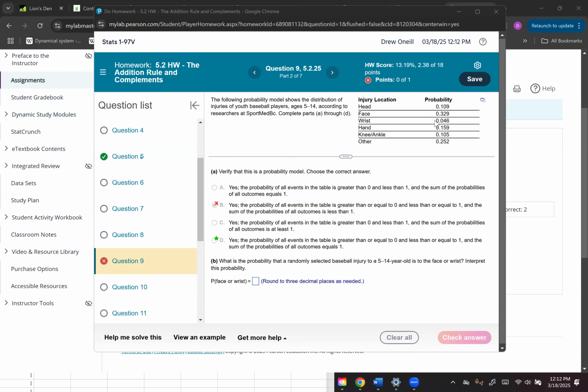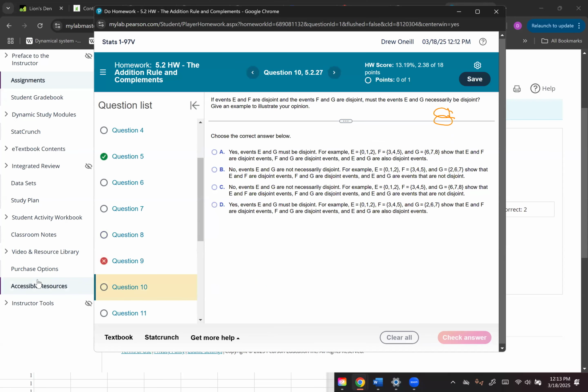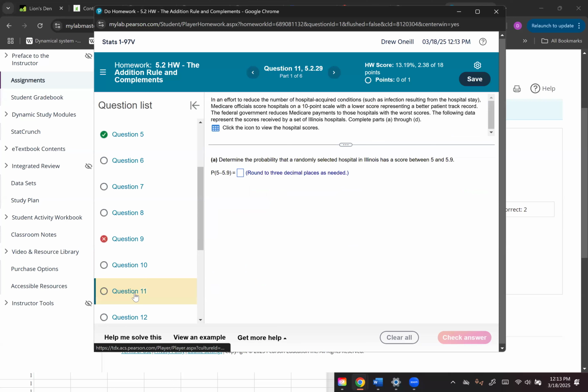So let's calculate. Probability of face or wrist. We don't need to open this in Statcrunch. It's already there. So probability of face is this. Probability of wrist is that. We just add them together. Okay. So for each of them, you just have to add and so on, or do 1 minus. That one I don't think is too bad. We're not using too much Statcrunch in this section, by the way. This is just sort of a generic multiple choice. So I'll let you guys do that.